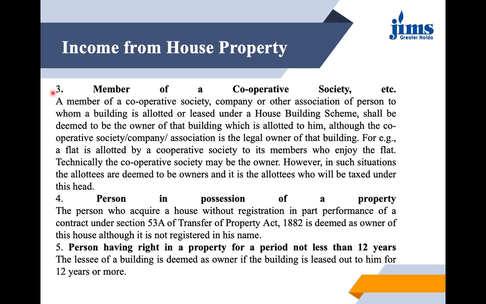Then the fourth point here, that a person is in possession of a property, may not be the legal owner, but he is possessing that particular property. This kind of problem is there in the whole of the country. Actually, there are many cases which are pending. So the person who acquires a house without any registration in part performance of a contract under section 53A of the Transfer of Property Act 1882, in that case he is deemed to be the owner of the house property, although the property may not be registered in his name, but he is considered to be the owner of that property, and if he is earning any income from that property, then he is liable to pay tax on that particular property under this head, income from house property.